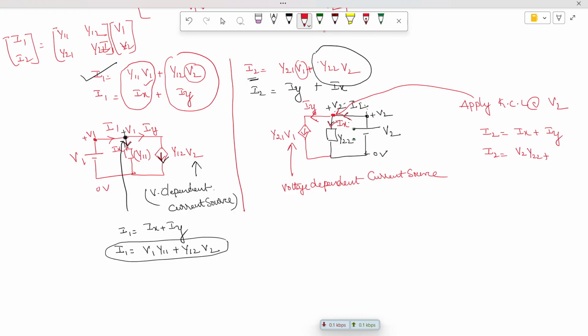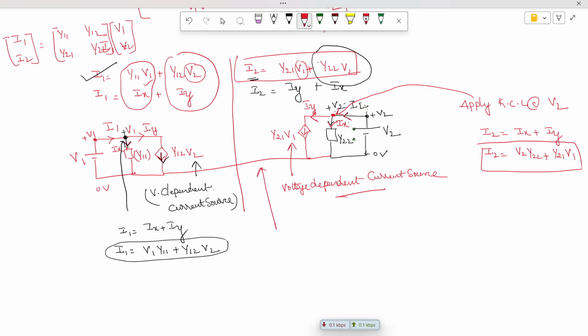How to write down the current Iy, which is also a voltage dependent current source? We are going to write it as Y21 V1. So this is how we have got it. You can verify with the previous equation whether we had written exactly or not. So you can see both are the same. Now just interconnect these two equations. I'm going to interconnect the input port and output port. So successfully we have designed it.